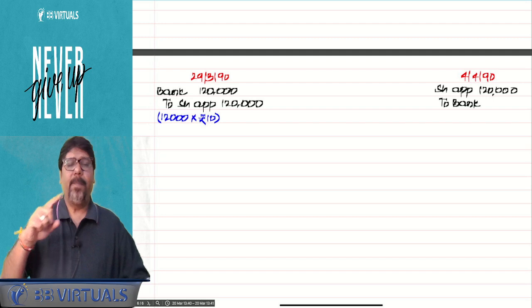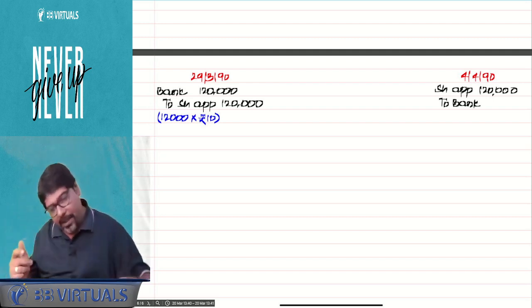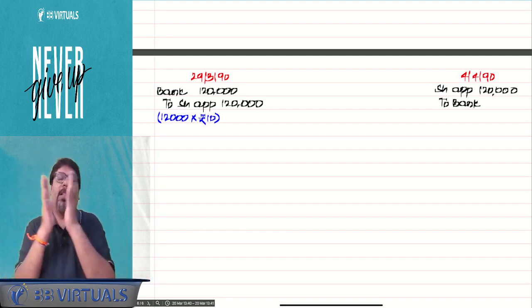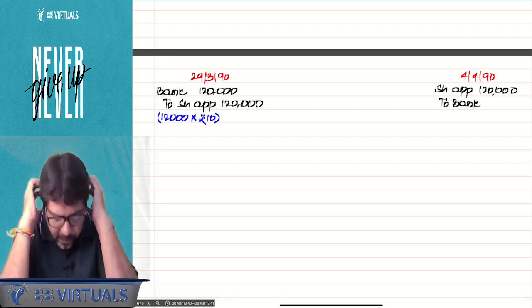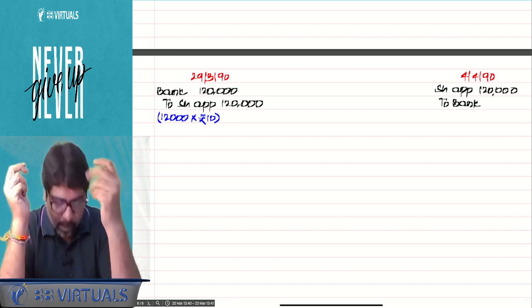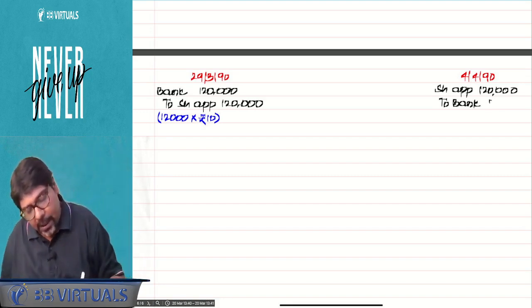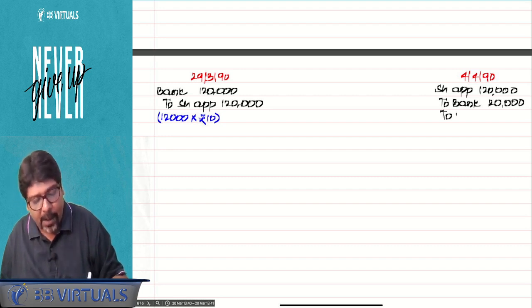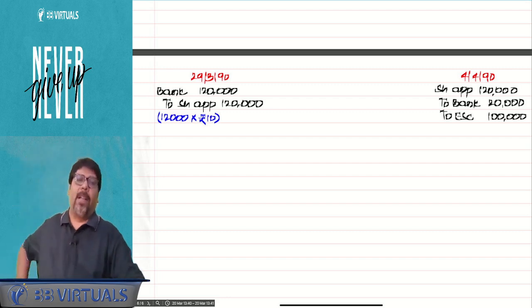To bank. We issued how many shares? Sir, we issued 10,000 shares. Public subscribed for how many shares? Sir, 12,000. So excess was how many shares? Excess was 2,000 shares. So 2,000 into 10, it is 20,000 we will refund. Yes. And the rest we will allot shares. Equity share capital 1 lakh, to equity share capital 1 lakh.